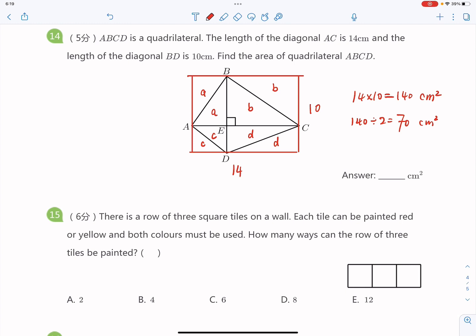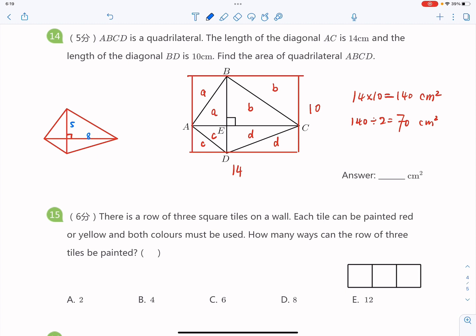In other words, if we are given a quadrilateral, and you know that if you connect the two diagonals, they are perpendicular to each other. For example, I just draw this quadrilateral randomly. Okay, let's see this one over here, and I tell you the length of these two diagonals, one of them is 5, another one is 8. What is the area of this quadrilateral?